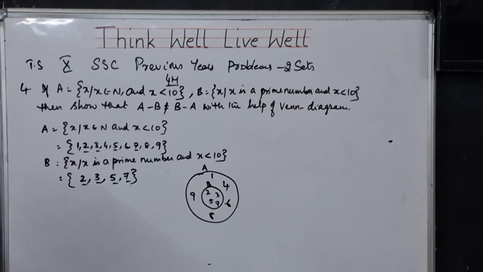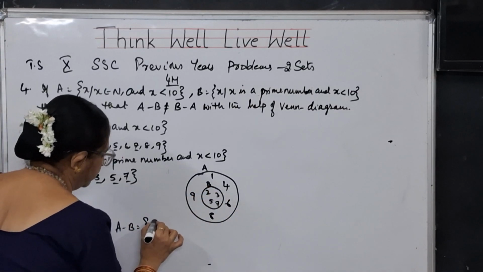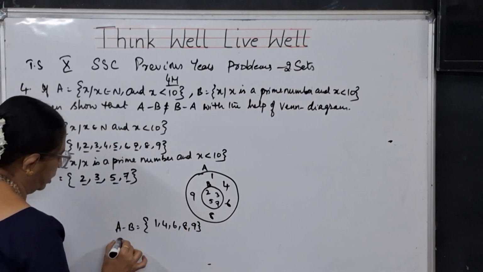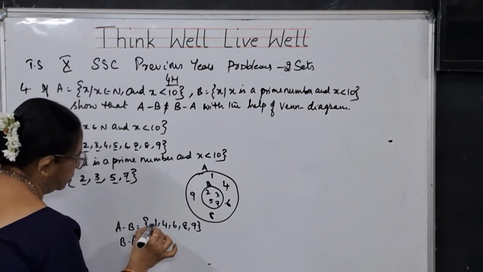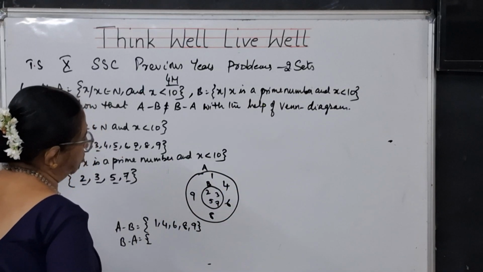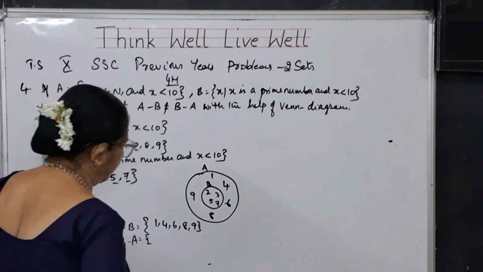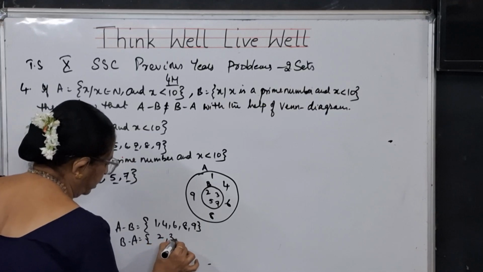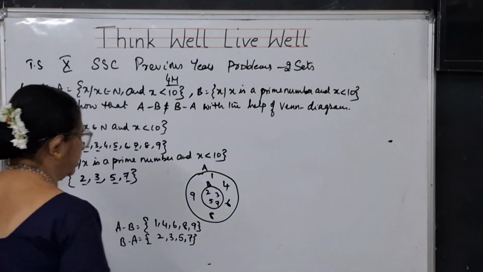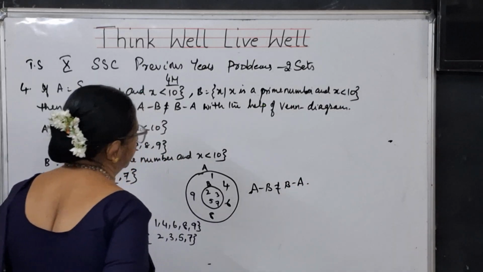So now A minus B. What is A minus B? It means in set A, without B's elements: 1, 4, 6, 8, 9. Then B minus A. What are the elements in B minus A? In B, A should not be there, so what is there here, children? B minus A has got 2, 3, 5, 7. So A minus B elements are not equal to B minus A.